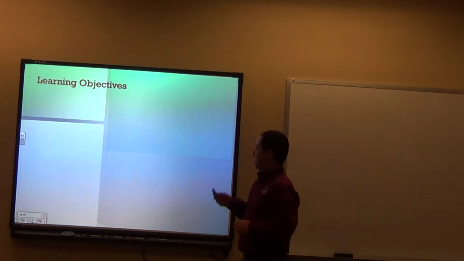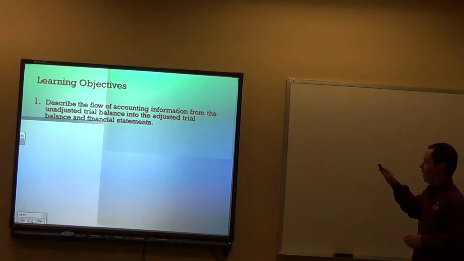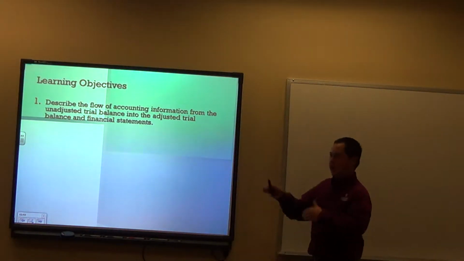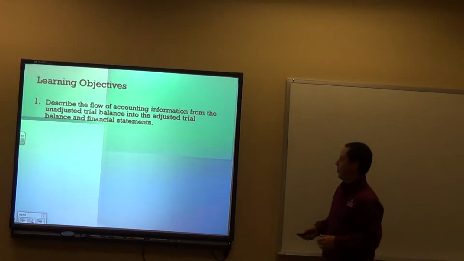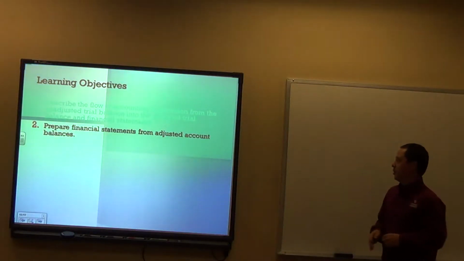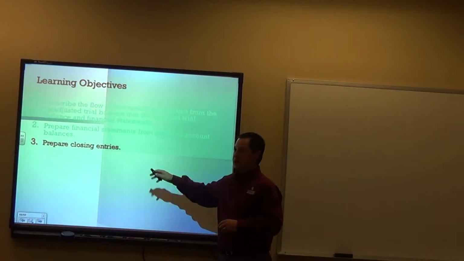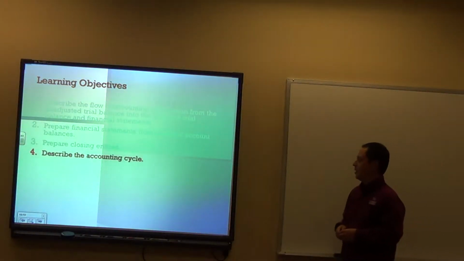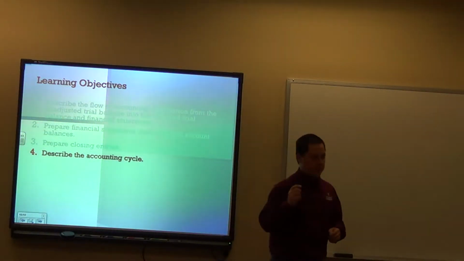So let's go through the learning objectives here. First we're going to describe the flow of accounting information from the unadjusted trial balance into the adjusted trial balance in the financial statements. So how that all works there. Remember we stopped off at the adjusted trial balance. And then you're going to prepare those financial statements for the adjusted account balances, and then prepare the closing entries. We'll talk about closing entries and how that's all done and what that all means. And then we'll describe the accounting process through each of the processes there.